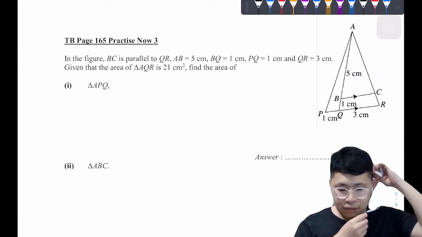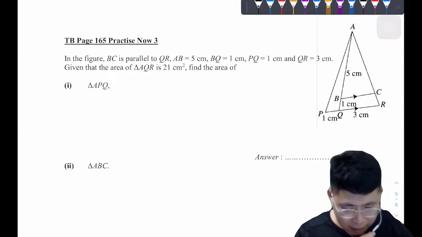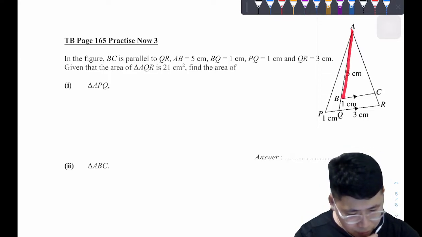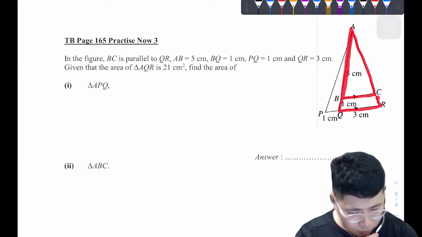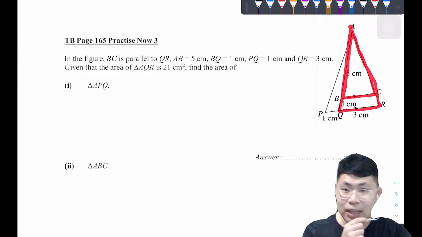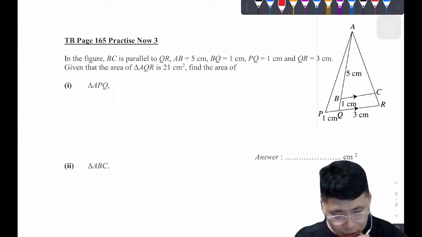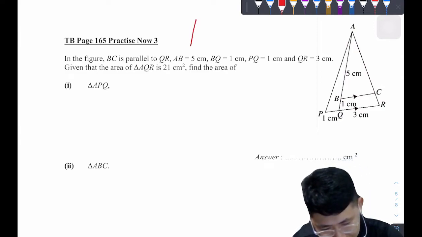In this given figure, BC is parallel to QR. So over here, if you can see, ABC and AQR are similar. ABC and AQR are similar. So it will be good if we can extract ABC.